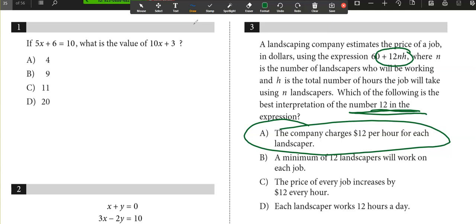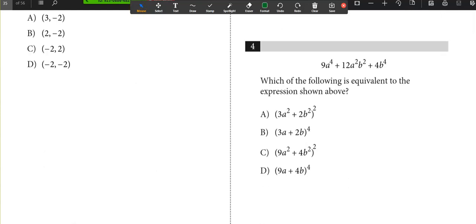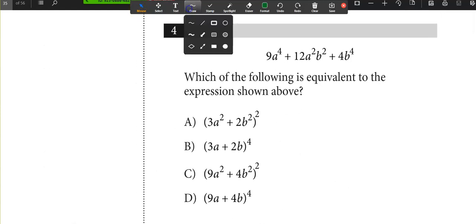So since N is the number of landscapers and H is the total number of hours they worked, we have to be able to figure out how much money we had to pay all of the landscapers. So we needed to know how much money they each made. So good.